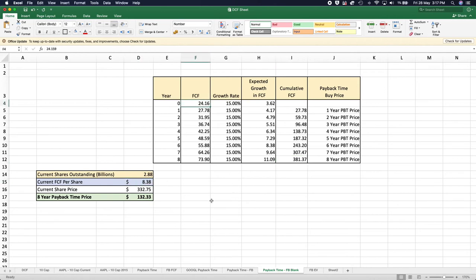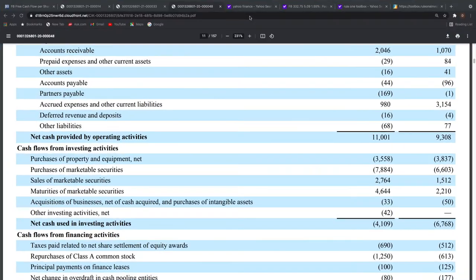So we can see as well that the free cash flow per share, so if we take our free cash flow amount for the trailing 12 months, we've got the 24.16, and then if we divide that by the 2.88 billion shares outstanding, then we get a free cash flow per share of 8.38. And what I want to do is just verify we're around the right kind of area with that. So normally I'll go and check out a few other websites just to make sure we're on the right lines.